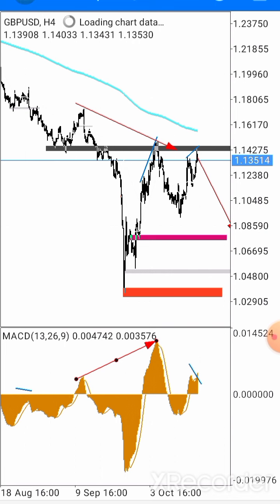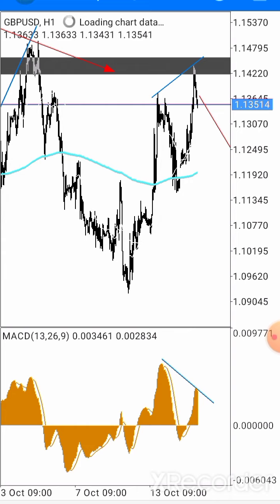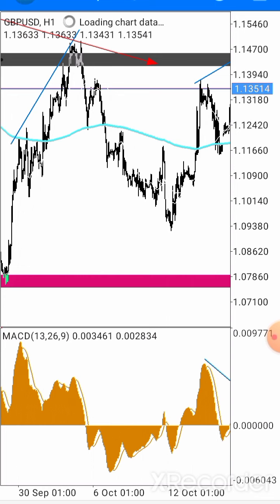This is clear. Now you see that price is trending downwards on a bigger time frame, and then on H1 price is approaching that zone and it's giving you a divergence. I don't know what should stop you from taking this trade, really.